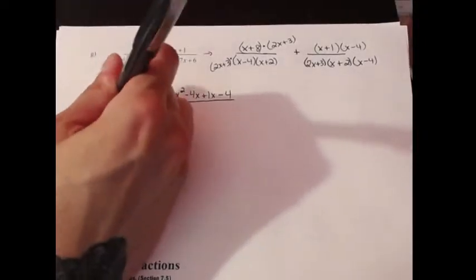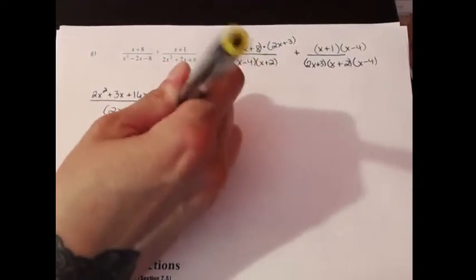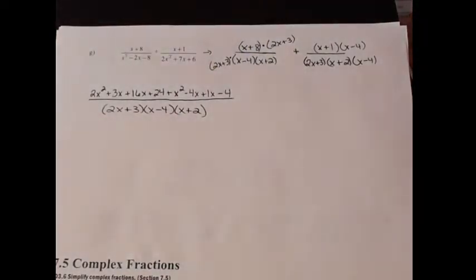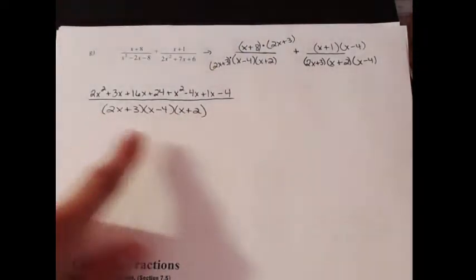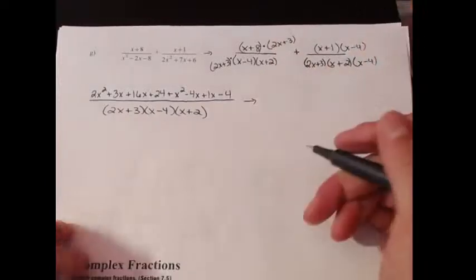My denominator is 2x plus 3, x minus 4, and x plus 2. Yes, it's a lot. But no one's asking you to multiply these three. You're going to leave them in factored form, so you can kind of breathe easy when you think about that. The next thing you're going to want to do is clean up your numerator. Let's combine like terms and see what happens.